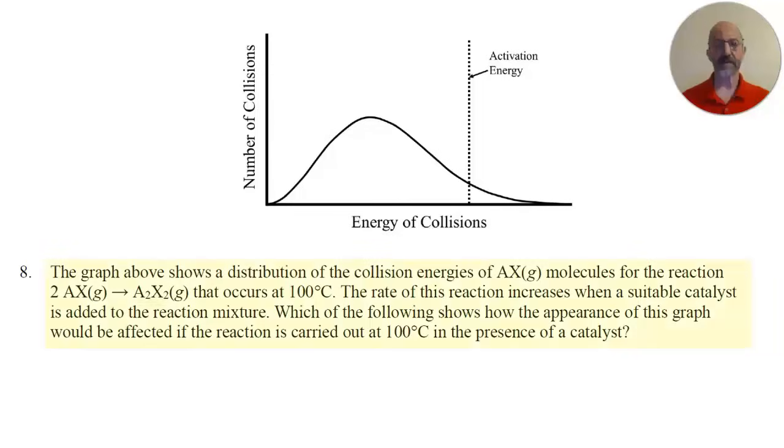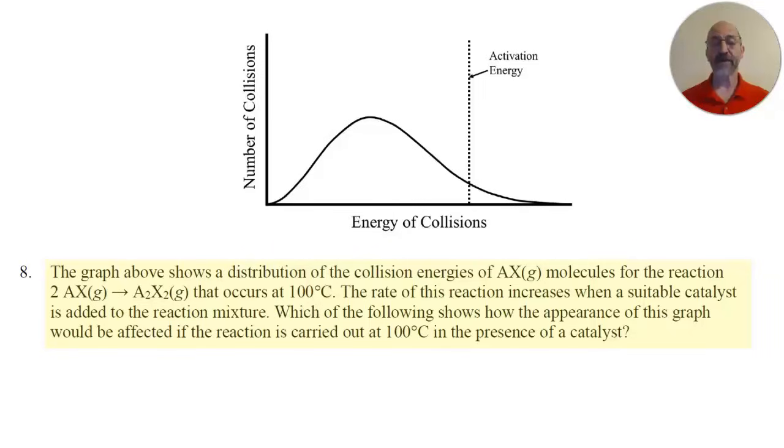In question 8, it says the graph above shows a distribution of the collision energies of AX molecules for the reaction 2AX produces A2X2, and that reaction occurs at 100 degrees Celsius. The rate of this reaction increases when a suitable catalyst is added to the reaction mixture. And the question asks, which of the following shows how the appearance of this graph would be affected if the reaction is carried out at 100 degrees Celsius in the presence of a catalyst?